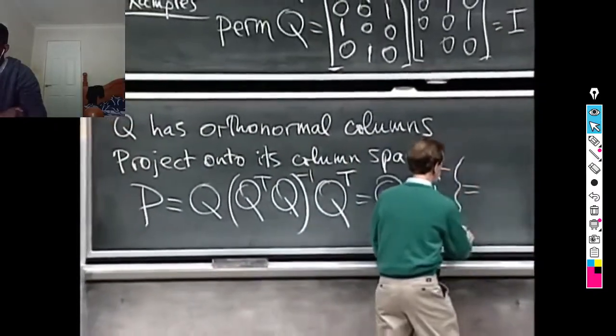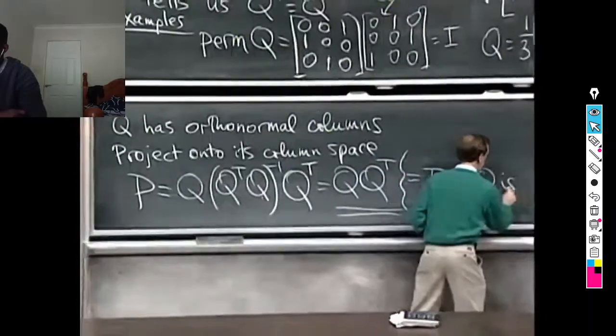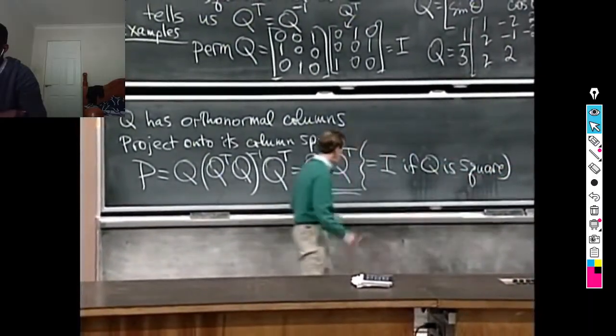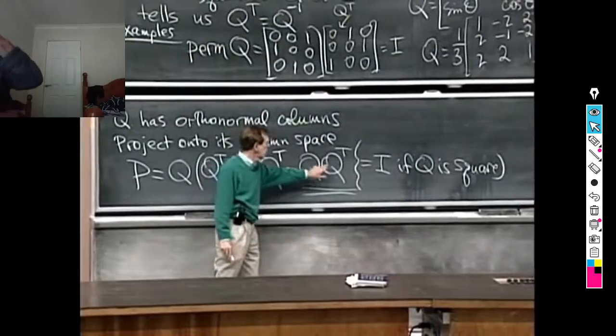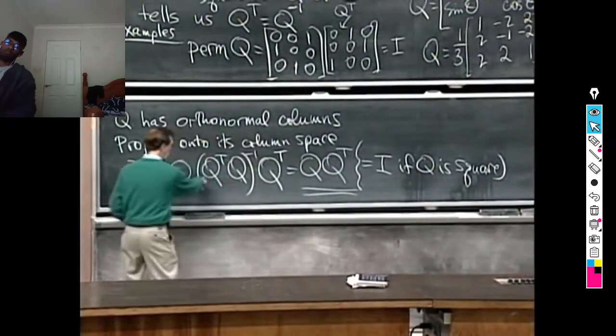This is I, I'll put in parentheses, this is I if Q is square. Well, okay, we said that already. If Q is square, that's the case where Q transpose is Q inverse. We can put it on the right, we can put it on the left, we always get the identity matrix.